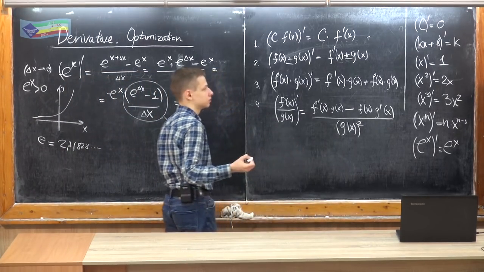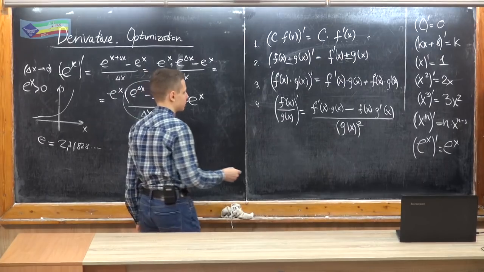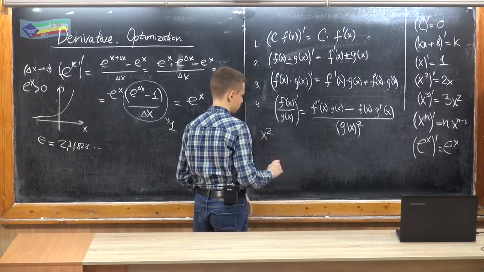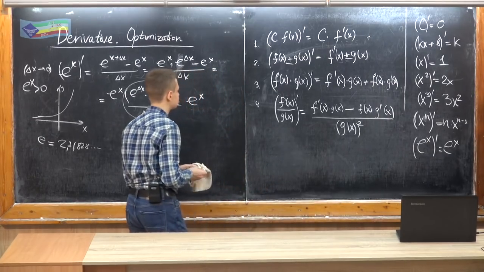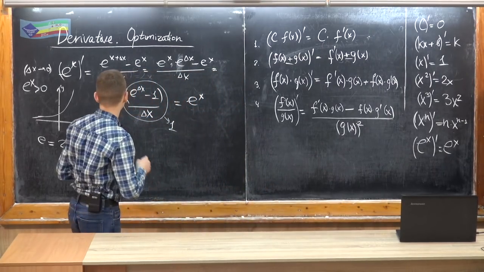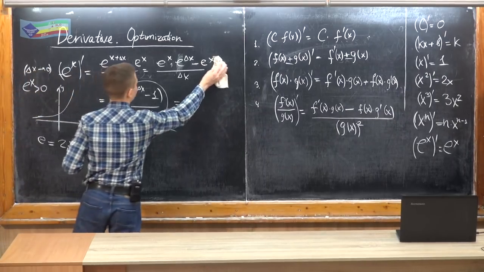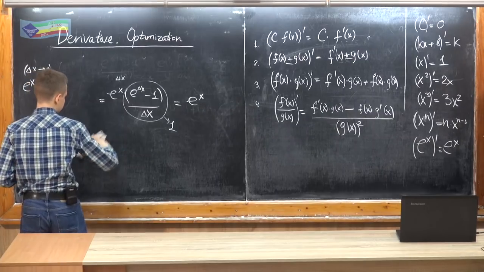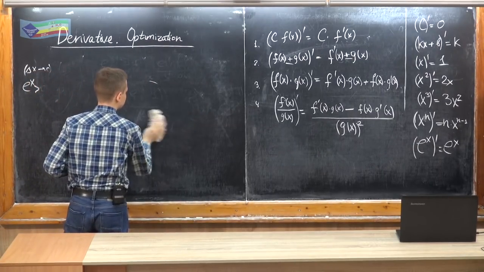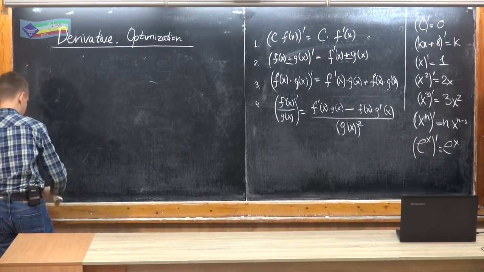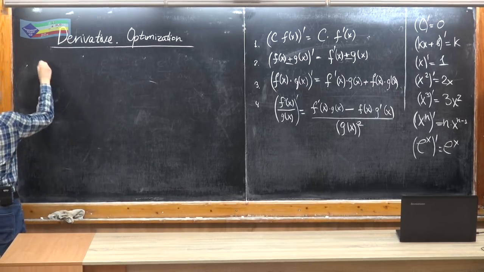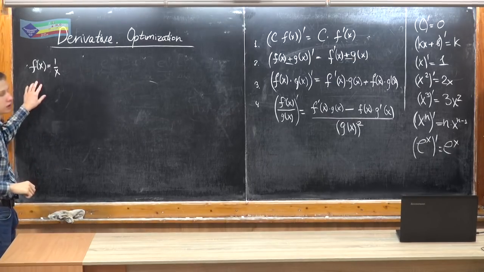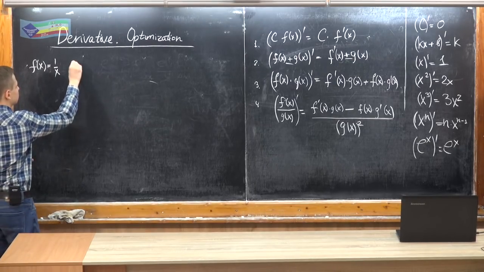Again, we can take a look at simple examples like x squared. Or for example, let's calculate the derivative of the function one divided by x. The derivative of this function can be calculated in two ways.